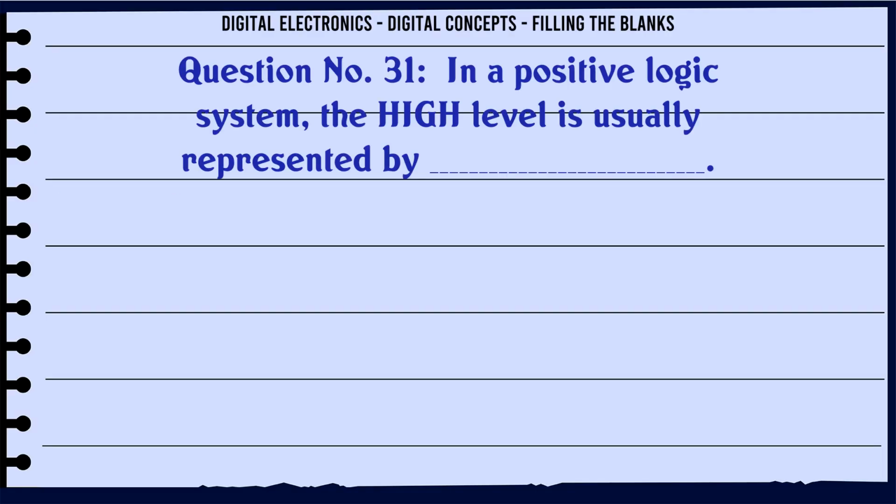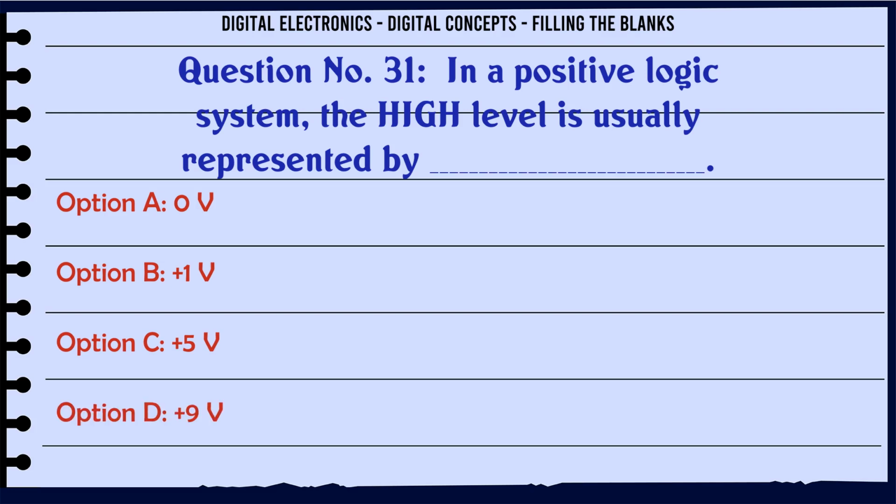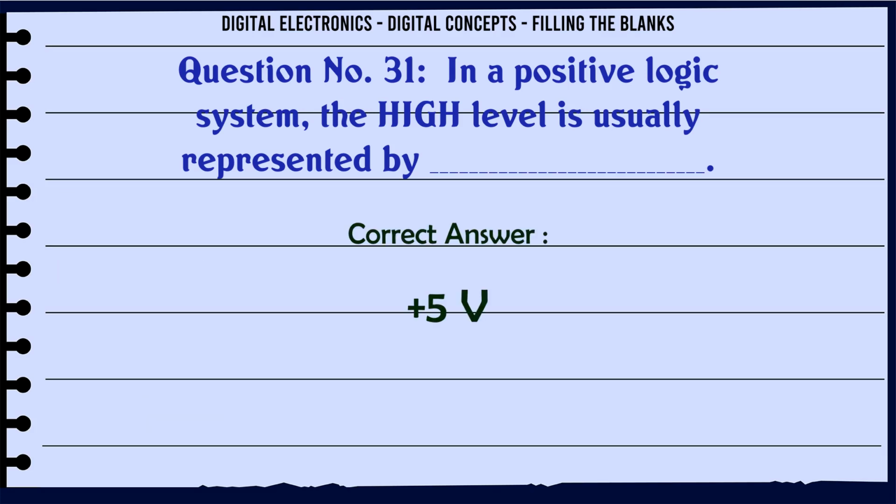In a positive logic system, the high level is usually represented by A. 0V. B. 1V. C. 5V. D. 9V. The correct answer is 5V.